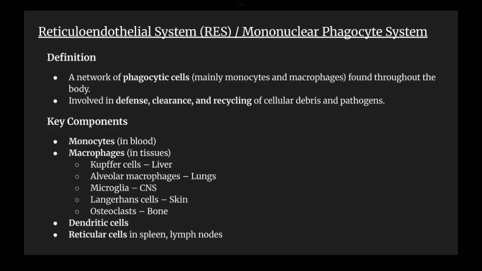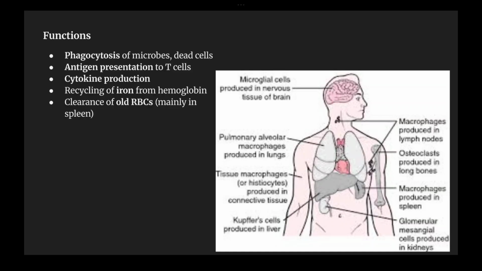So what are the key components of the RES system? There are monocytes in the blood, macrophages in the tissues, like Kupffer cells in the liver, alveolar macrophages in the lungs, microglia in the central nervous system, and Langerhans cells in the skin, osteoclasts in the bone. So these are going to consume the cells that are dead or forming cellular debris. Also important are dendritic cells sometimes, and reticular cells in the spleen and lymph nodes. So these are the important key components of the RES system.